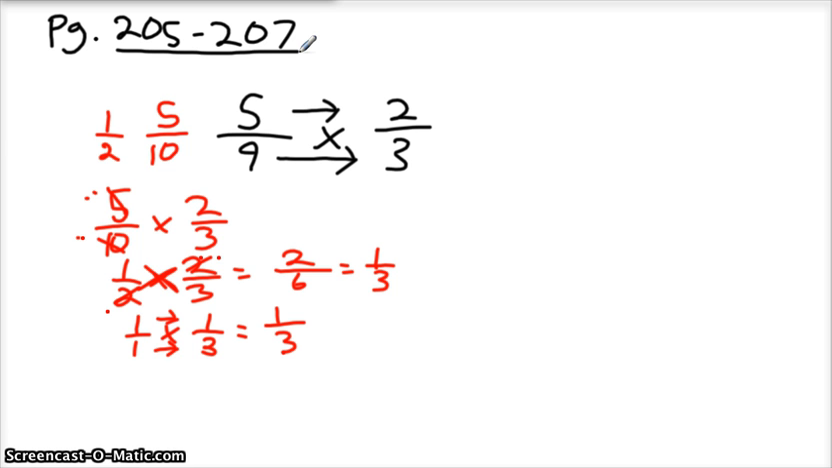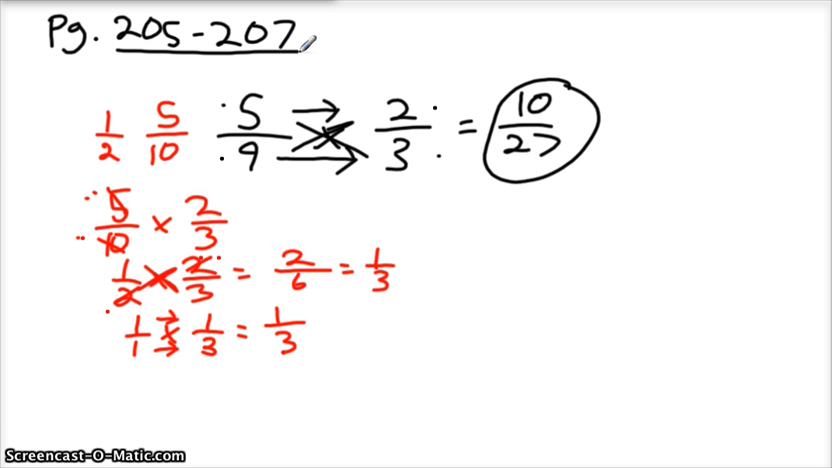So now back to our original problem. Can we simplify top and bottom? Nope. Can we simplify diagonally? Nope. So we're just going to multiply right across. Our answer would be 10 over 9 times 3, which is 27. Factors of 27 would be 3 and 9. Neither of those go into 10, so that would be our final answer.